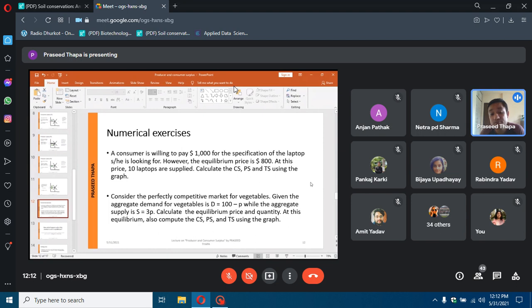Your total surplus is the sum of your consumer surplus and the producer surplus, which we get when we add the two values. If this sort of question comes in your examinations, be sure that you have to draw the graph anyhow. When you draw the graph, it will be very easy for you to explain, and you will deserve to get 4 out of 4.